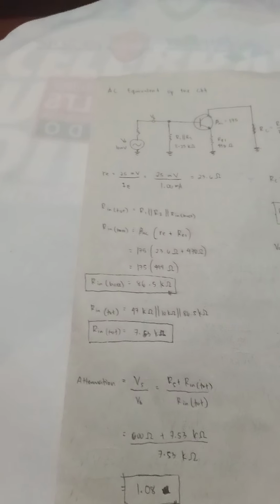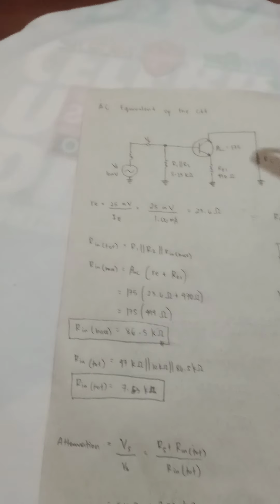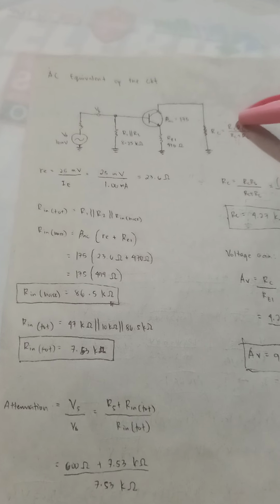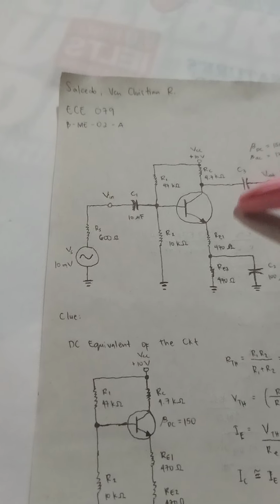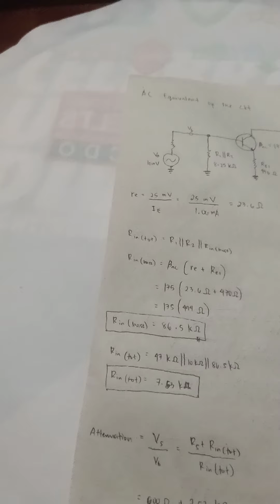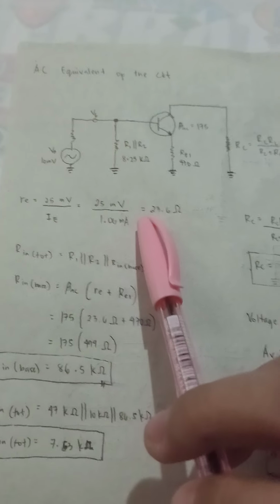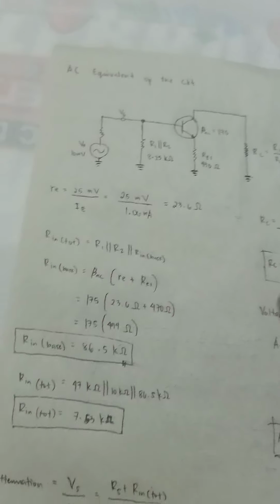In the AC equivalent circuit, to find the equivalent AC circuit, first we must short circuit the capacitor C3 to the main circuit. So first you must find RE. RE is equal to 25 millivolts over IE. So 25 millivolts over 1.06 milliamperes. So RE is equal to 23.6 ohms.